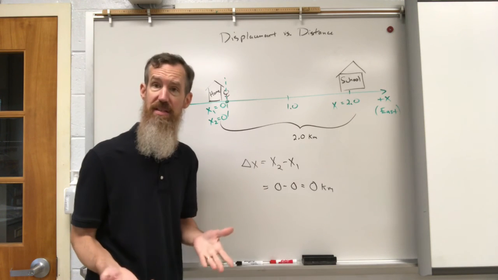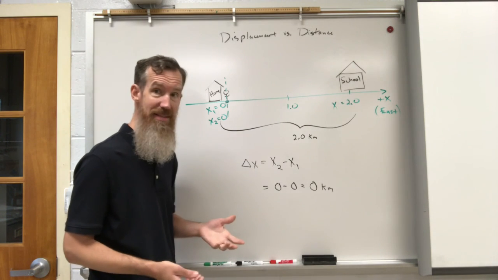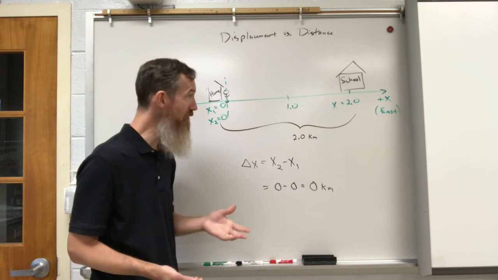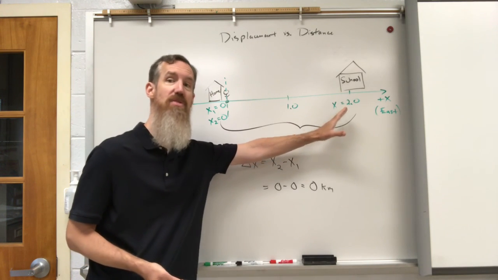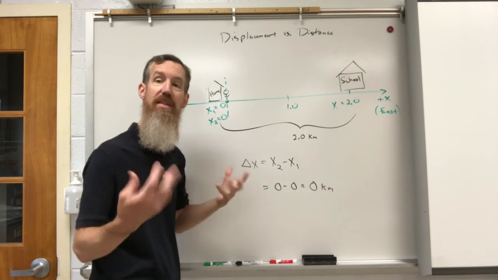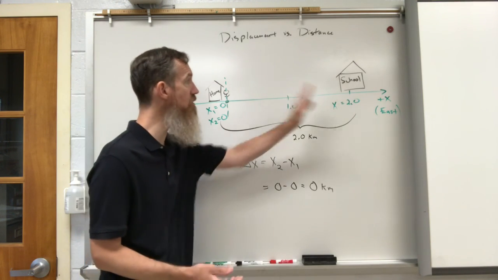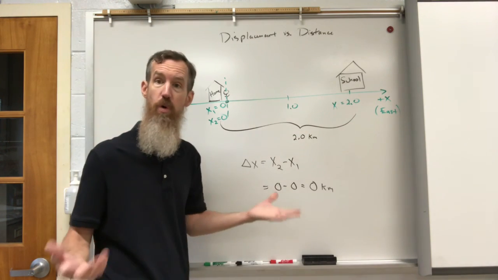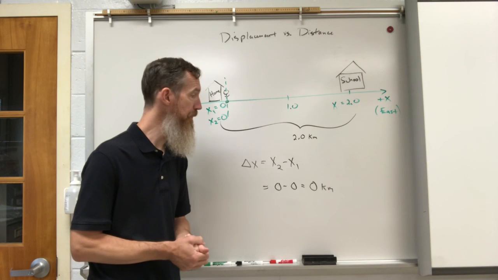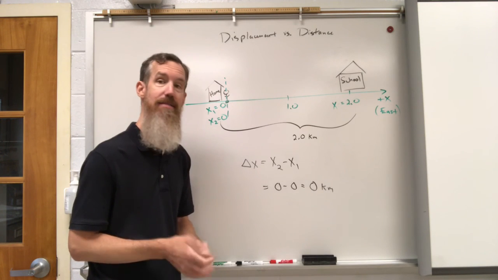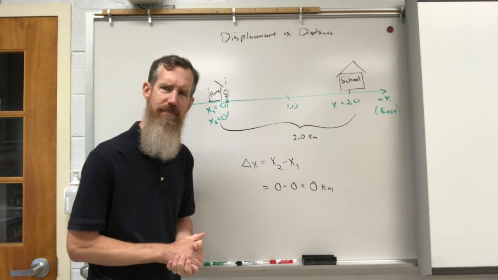That's much different than distance. Distance, your feet feel it. You went 2 kilometers and then you went 2 kilometers back. So the length of the entire pathway would be the 2 kilometers and the 2 kilometers, 4 total kilometers. I hope that makes sense.